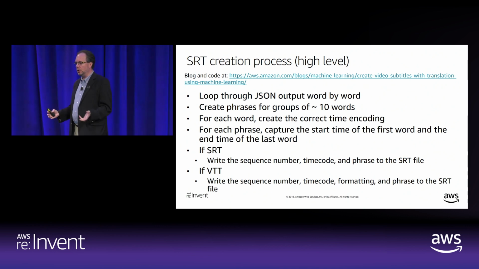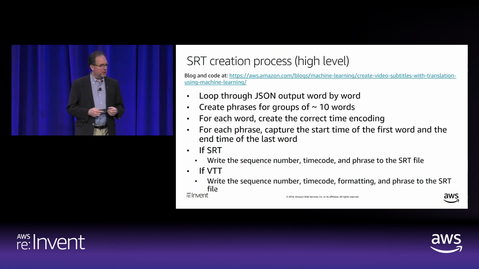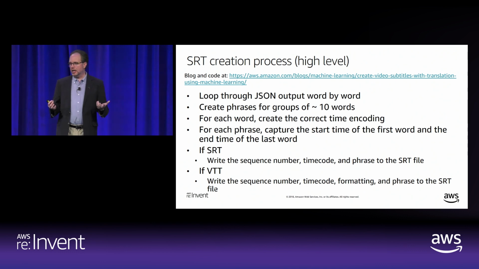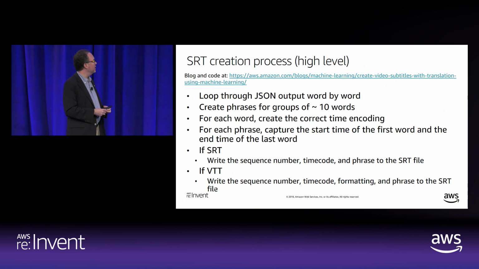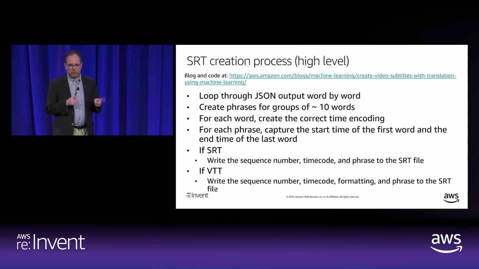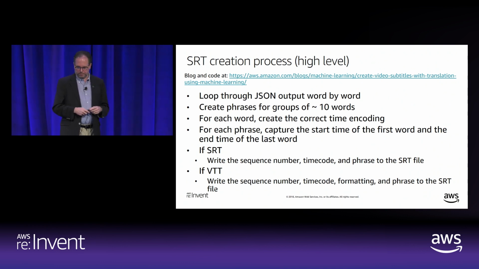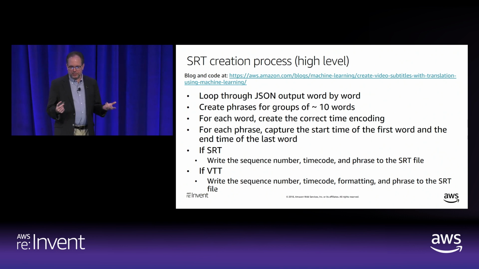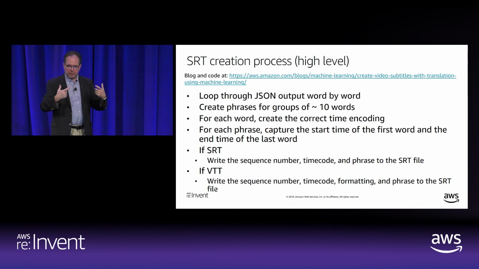And of course, that's going to depend on how long the words are, but 10 words or so in a loop here. And for each of those words, we need to create the correct time encoding. And part of the time encoding conversation is a translation, if you will, between what the Transcribe output for time encoding looks like and what SRT/VTT expect for time encoding. So you need to fix that up. In the blog, there's a little function that converts it for you. And then for each phrase that's captured, you need to put the start time of the first word and capture the end time of the last word, and that has to be put together into that phrase.